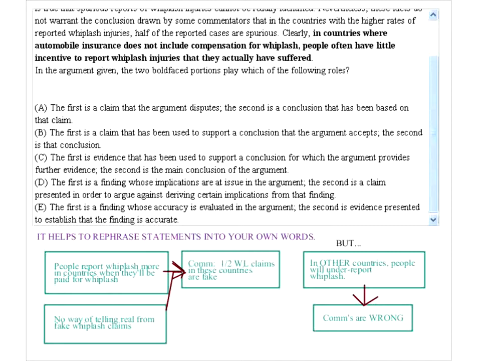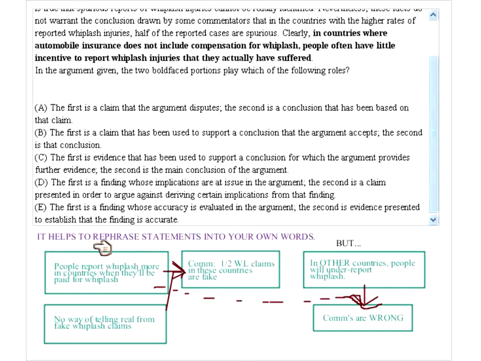And by the way, if you want to, you could draw something like a dotted line from here to here as well, because this fact is also accounted for over here. In other words, the commentators are just looking at this. There's a lot more claims when people are paid. Therefore, a lot of them are fake.